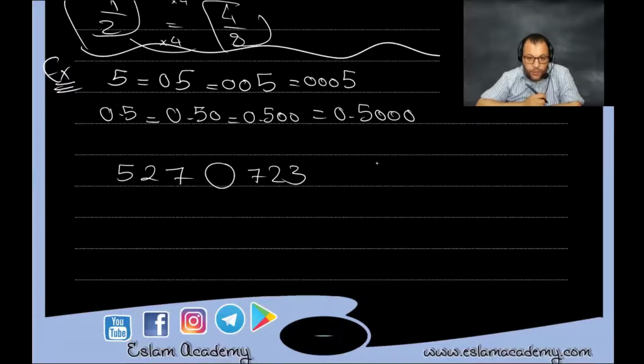Comparing. Put greater than or smaller than or equal. So compare between the numbers. How can you compare between them? That is the question. You can't compare between the two numbers with greater than or smaller than or equal.